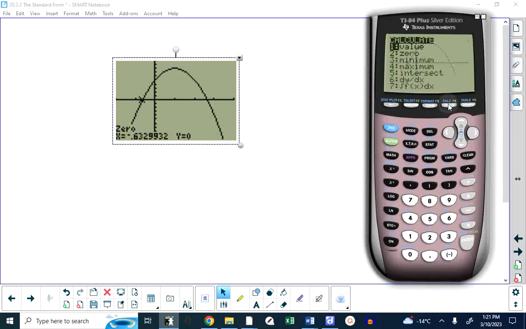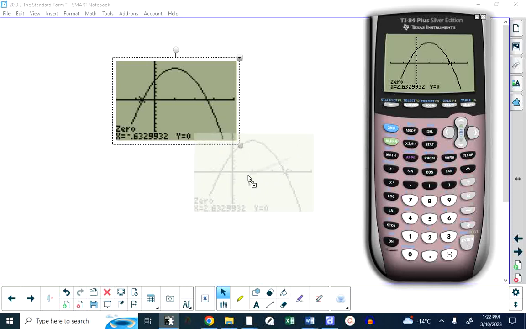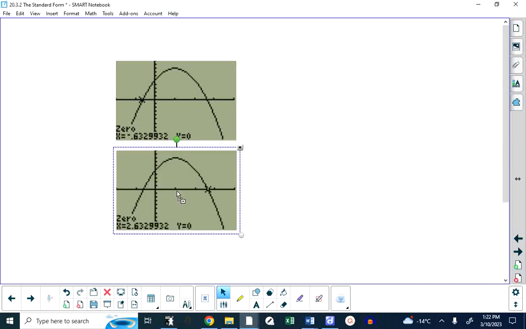And then we can repeat that and move our cursor closer. So you see there I just entered 2 rather than scrolling. Go left and right of that other x-intercept, and it's about 2.63. So those are the 2 x-intercepts. Any questions with that first set of examples? It's really just about using your calculator. All right?